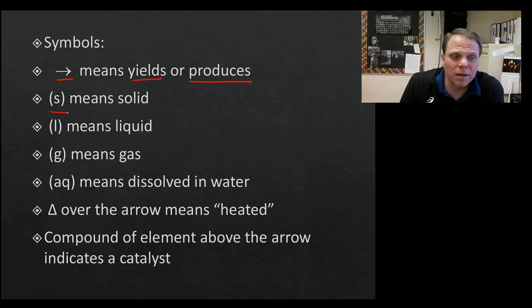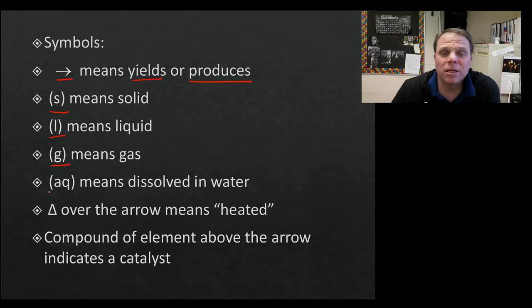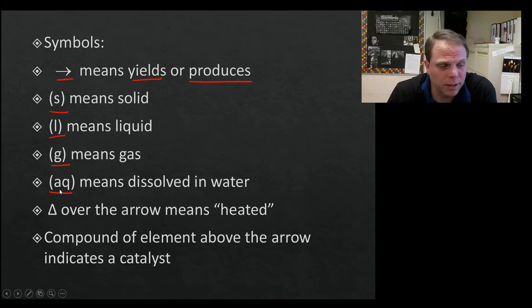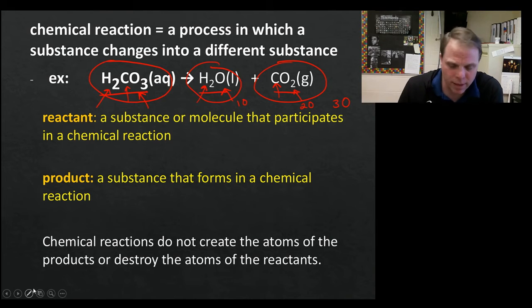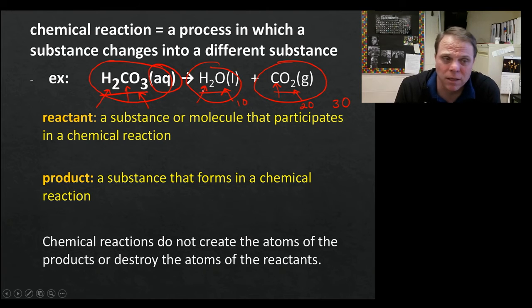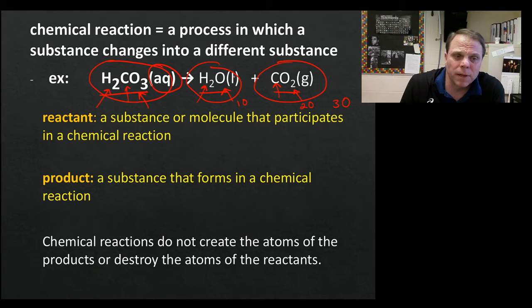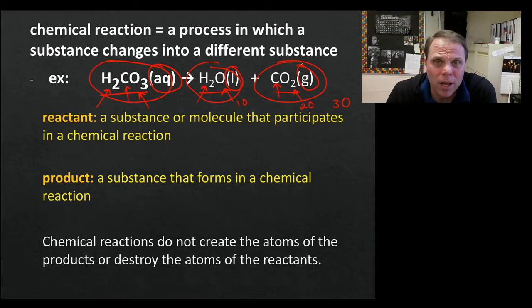S is for solid, and we put these in parentheses. L for liquid, G for gas, and AQ for dissolved in water. Now let's look back at that previous equation and see what we have. You notice that we have the AQ here. This means that this carbonic acid is a substance that's been dissolved into the liquid. And after the reaction takes place, we get a liquid and a gas. Okay, so those are the states of matter that are being shown there.